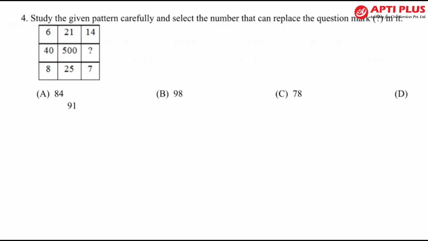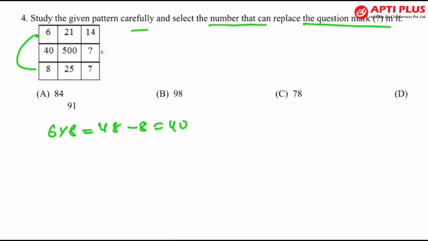The next question is: study the given pattern carefully and select the number that can replace the question mark. So here the question mark is given. Now you'll have to find the pattern. If you see the pattern, you'll find that 6 into 8 is 48. So 48 minus 8 is 40. So this into this minus this comes to 40. Again, if you do 21 into 25, you'll find that it is 525. 525 minus 25 is how much? 500. So the answer is 500 here.